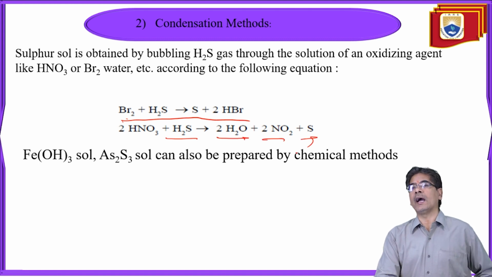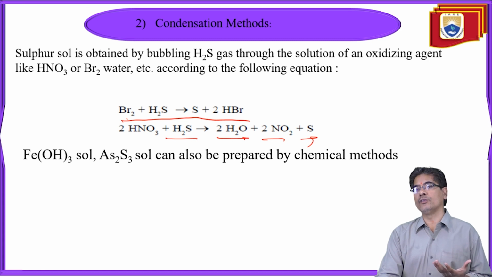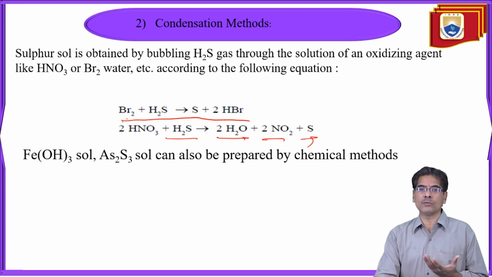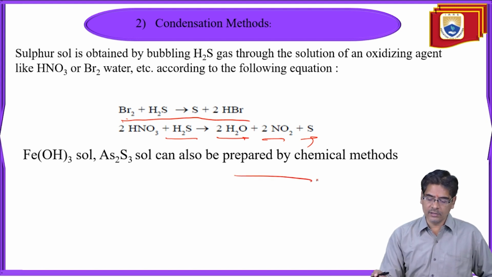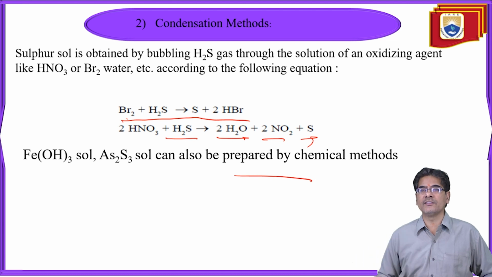Right. So ferric hydroxide solution and As2S3, arsenic sulfide solution, can be prepared by chemical methods. This is what we call the condensation method.